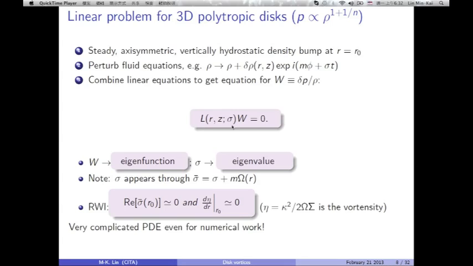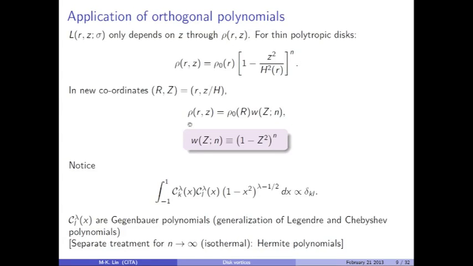Now this linear operator L is very complicated even if you're prepared to do the problem numerically. But we can note some interesting facts about this linear operator. The operator L only depends on the vertical coordinate through the density field. And for a polytropic thin disk, the density field has the following form. So it's the midplane density multiplied by a vertical stratification function here. So it's 1 minus z squared over h squared to some power. H is the local disk thickness.